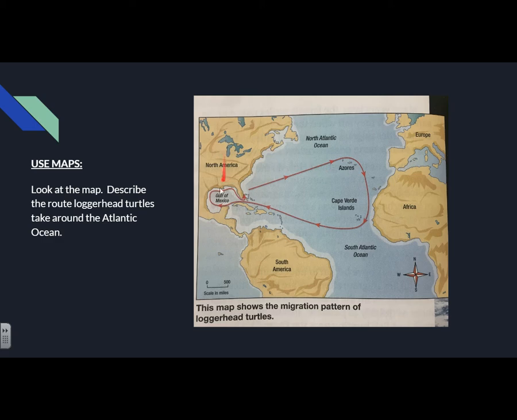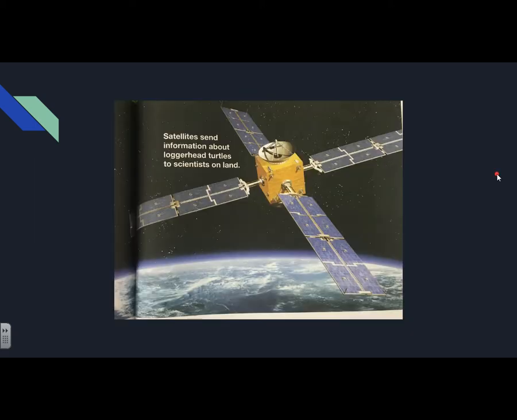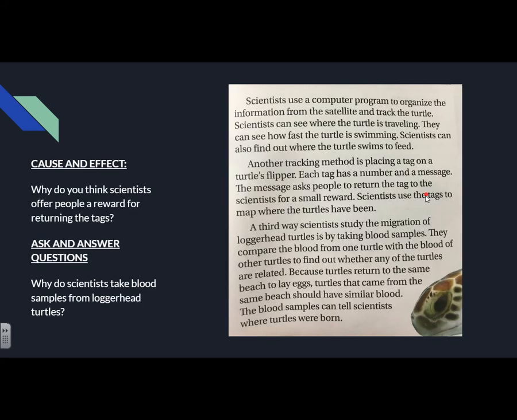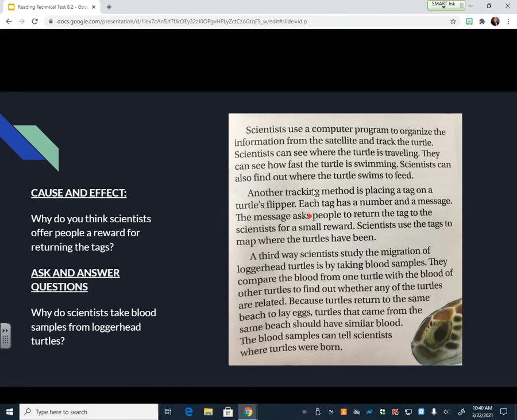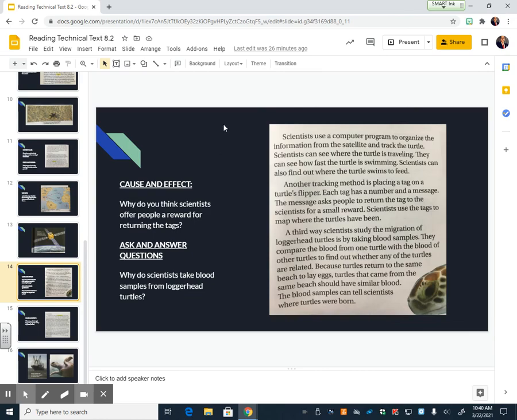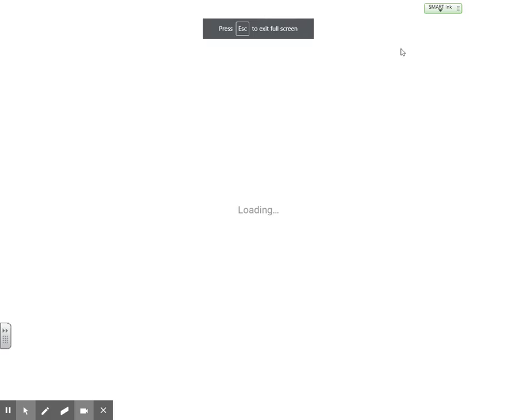So use what you can and describe the route. Satellites send information about loggerhead turtles to scientists on land. So this is what the transmitter on the back of the turtle beams information to. All right, I believe this is the last slide. Nope, a couple more. All right, so cause and effect.